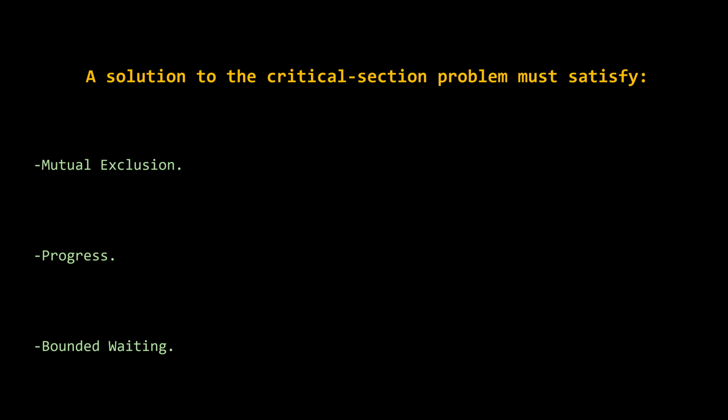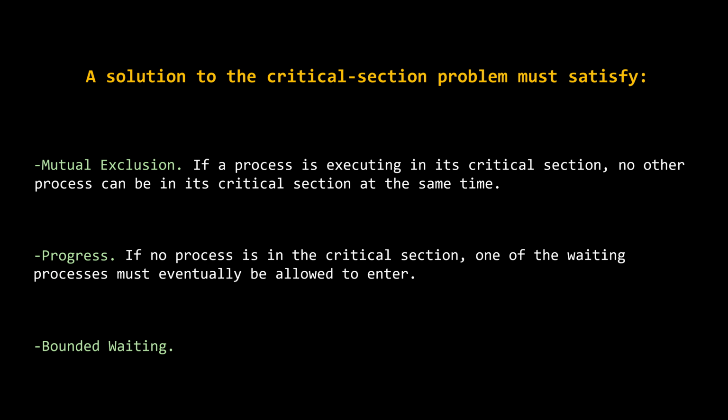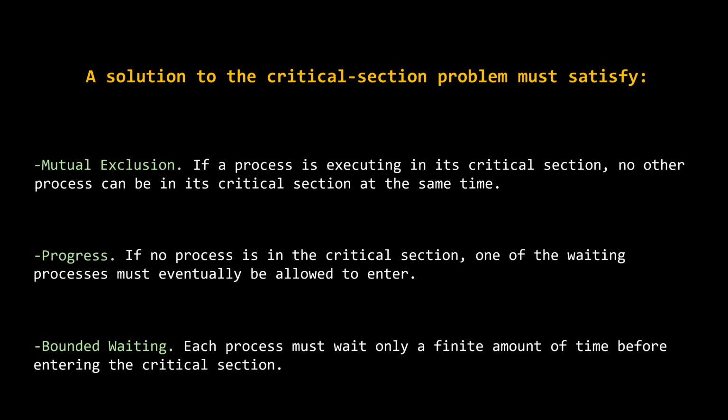Any correct solution to the critical section problem must satisfy three requirements. Mutual exclusion: if a process is executing in its critical section, no other process can be in its critical section at the same time. Progress: if no process is in the critical section, one of the waiting processes must eventually be allowed to enter. And bounded waiting: each process must wait only a finite amount of time before entering the critical section.